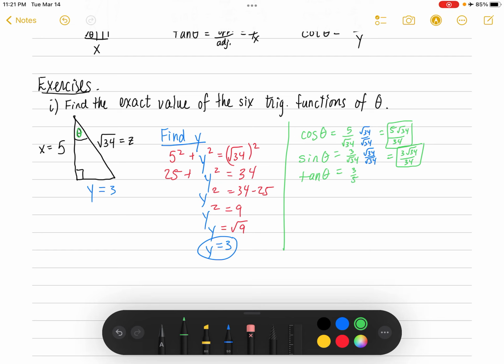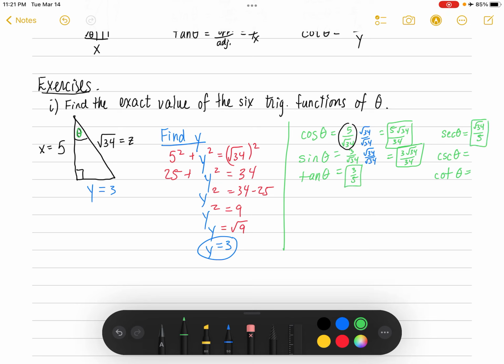All right, so we're going to do the reciprocals. We're going to do the secant, the cosecant, and the cotangent. So the secant is the reciprocal of the cosine. And I can actually use this version right here of the cosine. I'm going to reciprocate that version. I'll get root 34 over 5. Now I'm using that version so I can just get the radical in the top and the whole number in the bottom. So root 34 goes on top, the whole number 5 goes on the bottom.